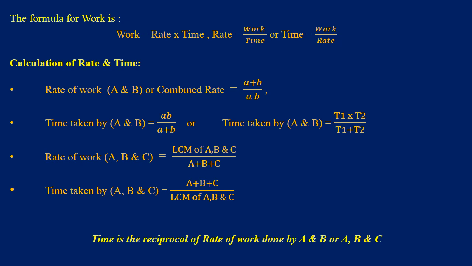Now, if we have to find out the rate of three things, what we're going to do is take the LCM of A, B and C and divide it by A plus B plus C, right? Similarly, time taken by A, B and C would be equal to A plus B plus C divided by the LCM of A, B and C. Now you see, time is the reciprocal of the rate of work done by A and B or A, B and C.